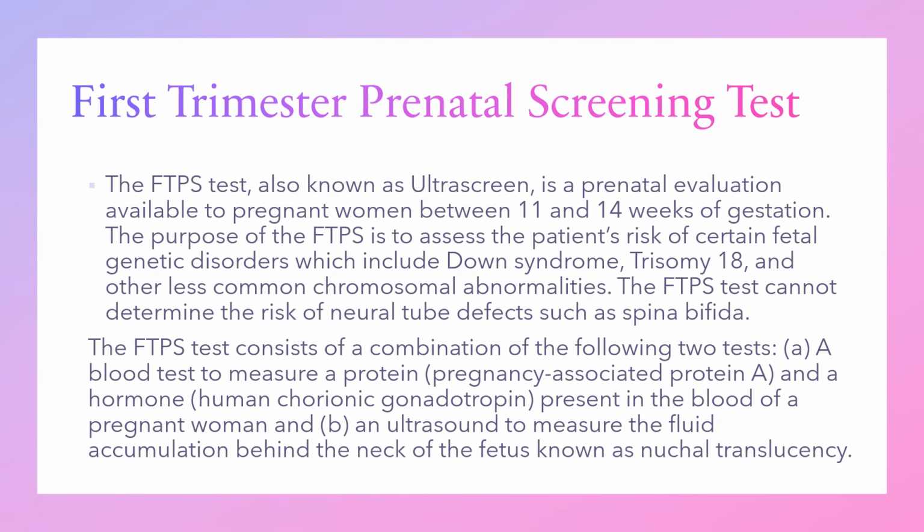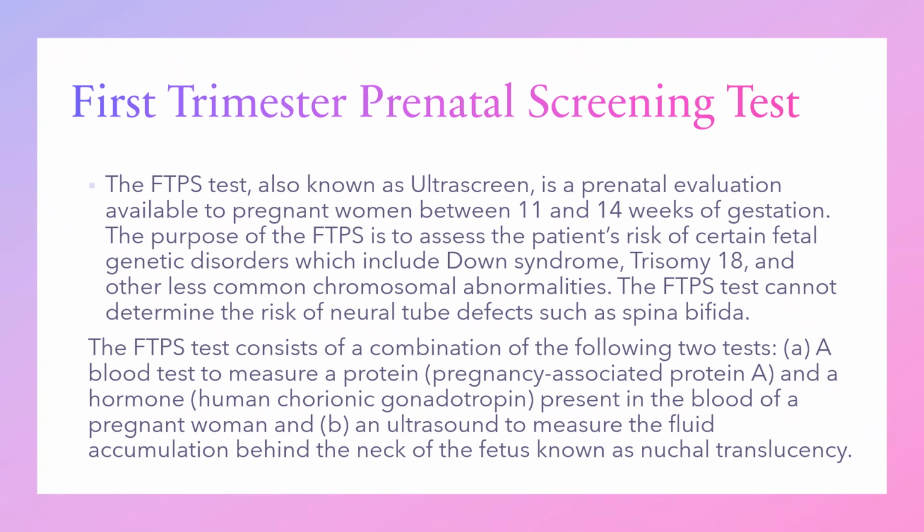Next, we have first trimester prenatal screening test. This is known as an ultrascreen. It's a prenatal evaluation available to pregnant women between 11 and 14 weeks of gestation. The purpose of this is to assess the patient's risk of certain fetal genetic disorders, which include Down syndrome, trisomy 18, and other less common chromosomal abnormalities. The first trimester prenatal screening test cannot determine the risk of a neural tube defect like spina bifida.